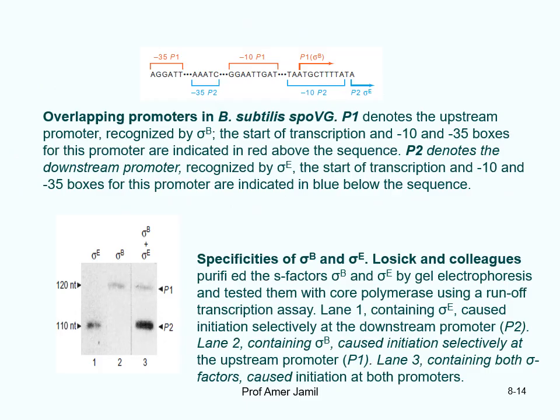Here in the figure you can see overlapping promoters in Bacillus subtilis SpoVG. This P1 denotes the upstream promoter recognized by sigma B. And this is the -10 and -35 region in the P1, which is recognized here by the sigma B factor. And P2 denotes the downstream promoter recognized by sigma E factor.